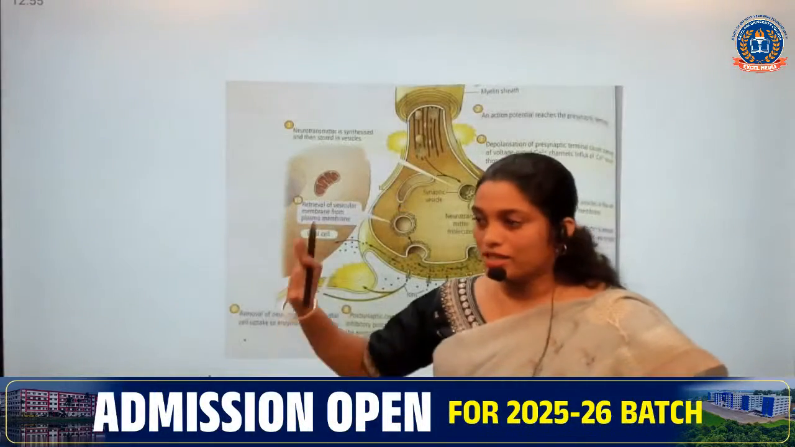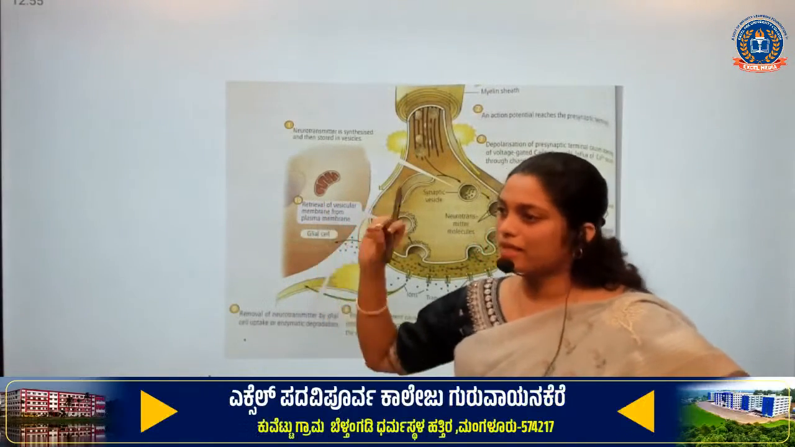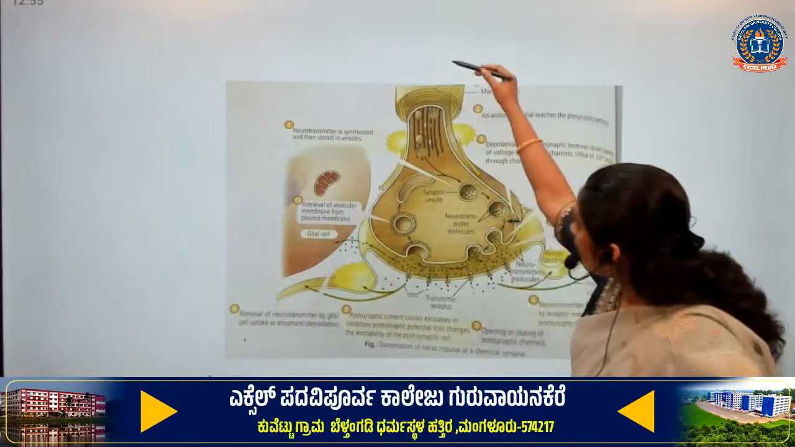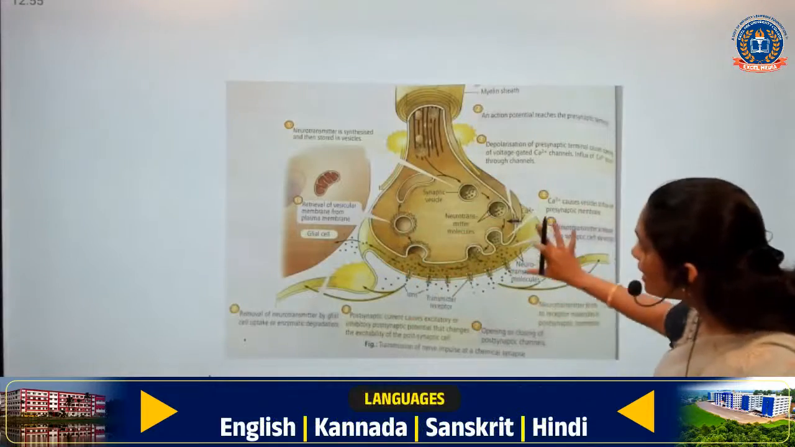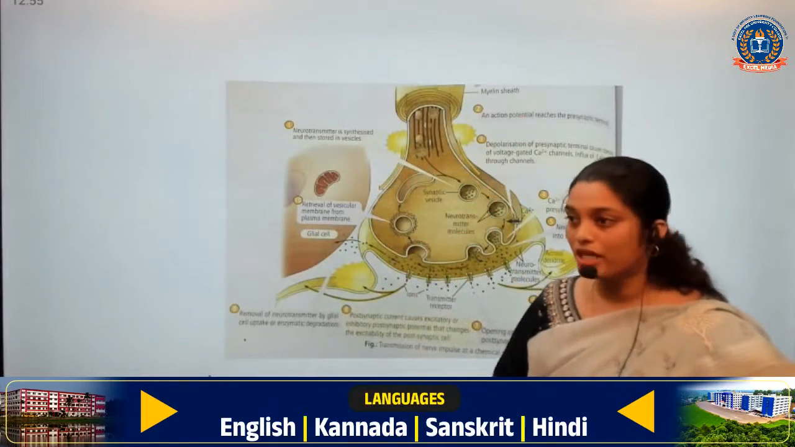So now this is the same diagram with a bit more explanation. We have the axon terminal, that's the axon, and this is the entire synaptic knob region.